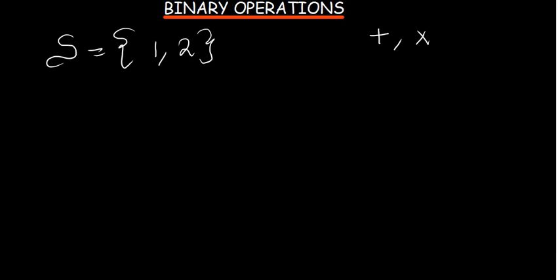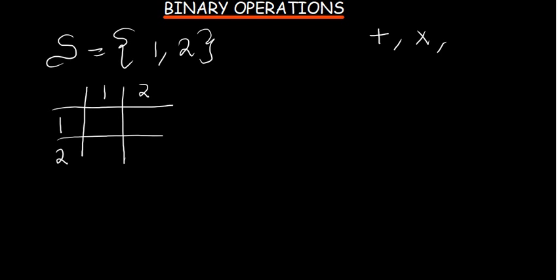Let me give another example. Let's say we've got a set S which is equal to {1, 2}. We want to find out if addition, multiplication, subtraction, and division are binary operations on this set. To find out if they're binary operations, I'm going to write just the same elements I'm seeing here, 1 and 2. I'm also going to write it again, 1 and 2.